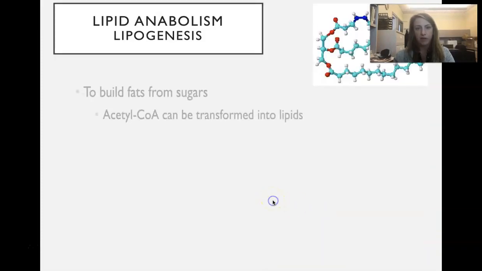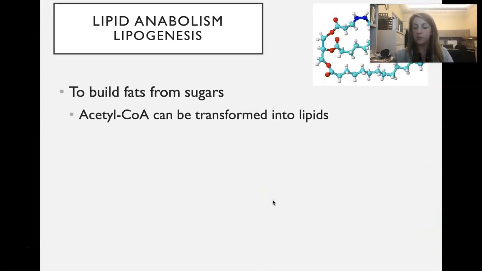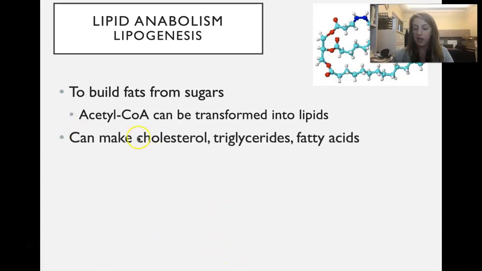Okay. For lipids, we can actually build fats from sugars. And remember acetyl-CoA, which is that product of essentially glycolysis and then turning that pyruvic acid into acetyl-CoA, can be transformed into lipids. Okay. So we can make cholesterol, triglycerides, and fatty acids in our bodies. This is great. These are important components of cell membranes, energy storage, all kinds of important components, right? And this is termed lipogenesis. So lipo, fat, creation, making fat.